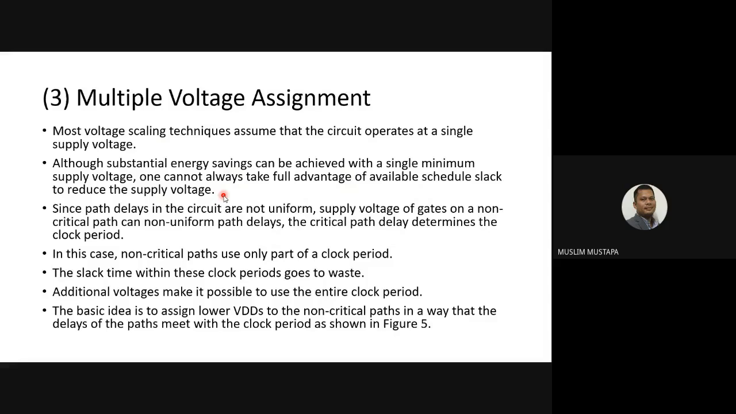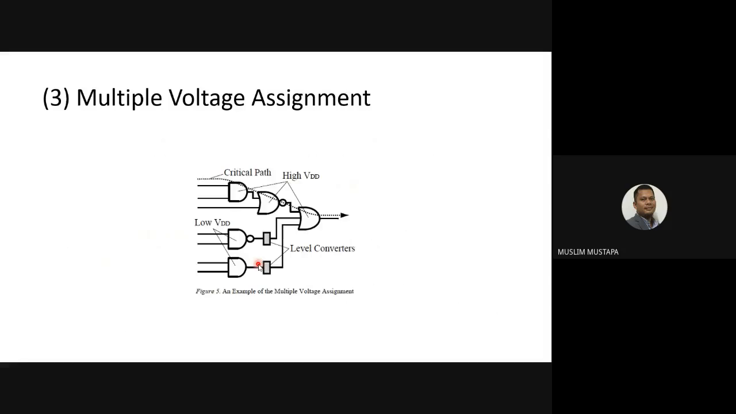As we talked earlier, the voltage is inversely proportional to the delay. As you reduce the voltage, the delay will increase. Since path delays in the circuit are not uniform, the supply voltage of gates on a non-critical path can be lowered because of the non-uniform path delays. The critical path delay determines the clock period. Later we're going to look into an example. In this case, non-critical paths are used only for part of the clock period. I think it's easier if you look into an example.